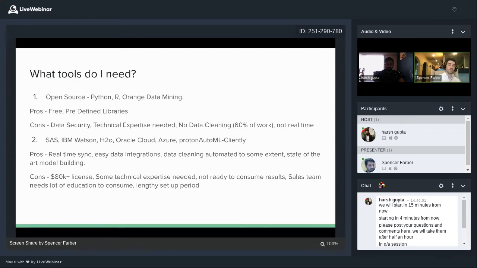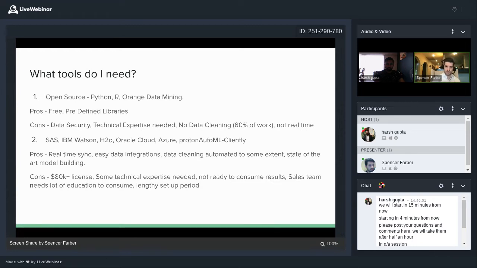Okay, well, what are other options? Well, there are more and more tools coming out that offer different variations of machine learning that can give you artificial intelligence. SAS, IBM Watson, Oracle Cloud, of course, Proton AutoML, and Cliently, where we're mixing together. Let's talk about some of the pros of some of these tools. There are pros for some and cons for others, and they're not all the same for each one.